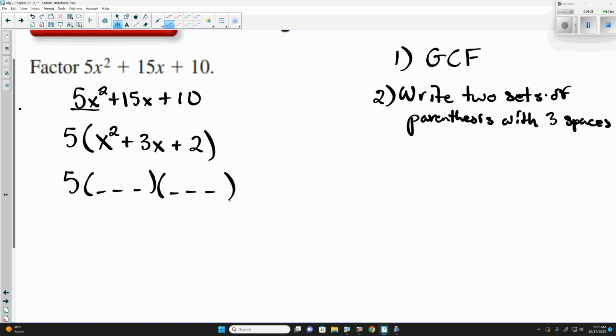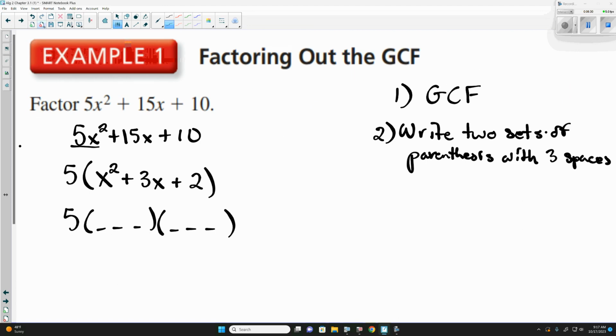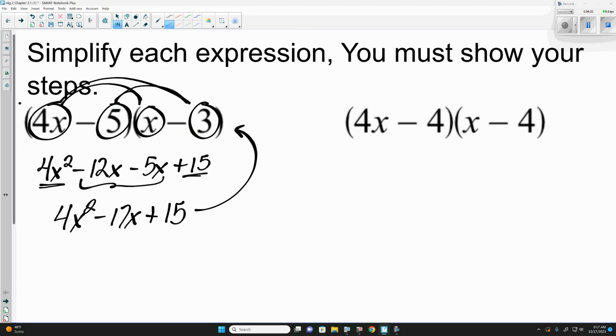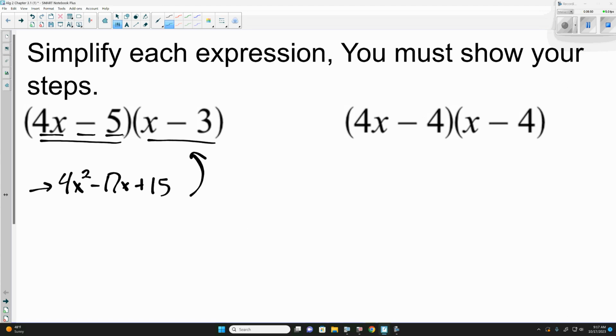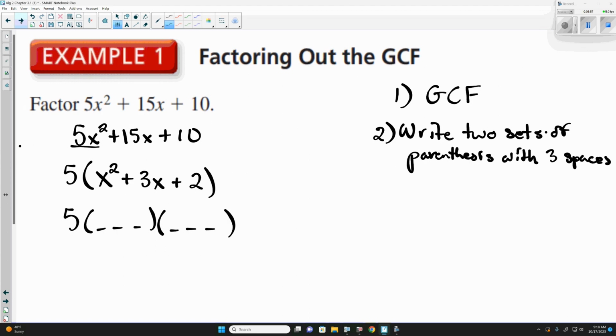Because if we look back at what we started out with, when we distributed and got our 4x squared minus 17x plus 15, when we went backwards, each one of these had what? 1, 2, 3 things in it, yes? Two terms and a sign. That's what our three spaces are for, our two terms and our sign in the middle.